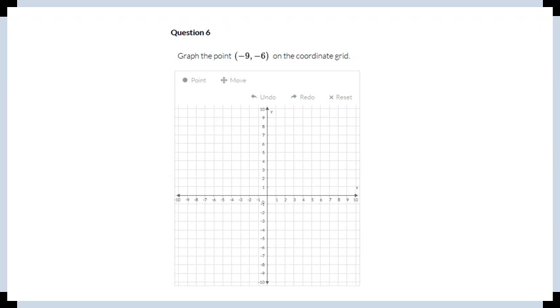Okay, so this one, I'm going to go over to -9 and down to -6 and put my point. Now if you want to see what I did there, I went over to -9 and down to -6.